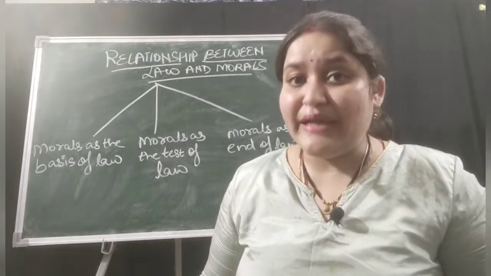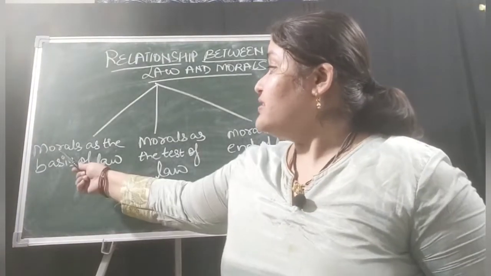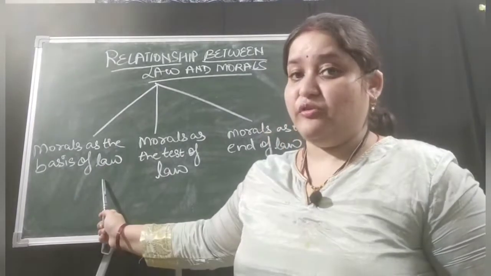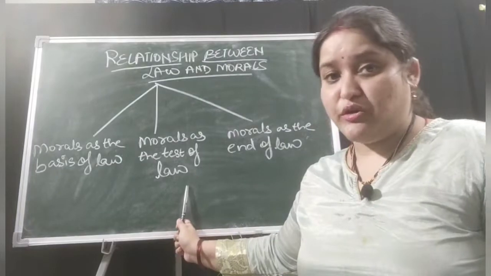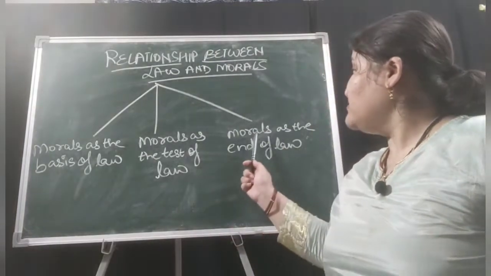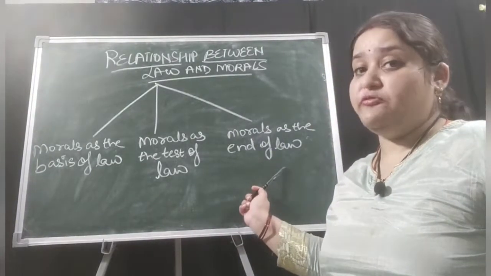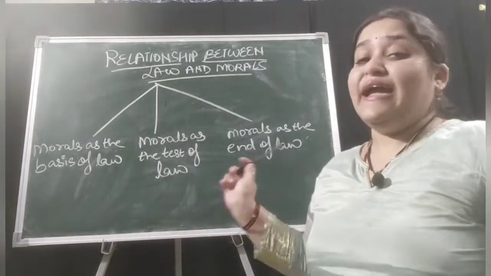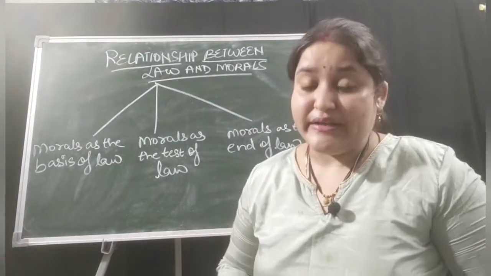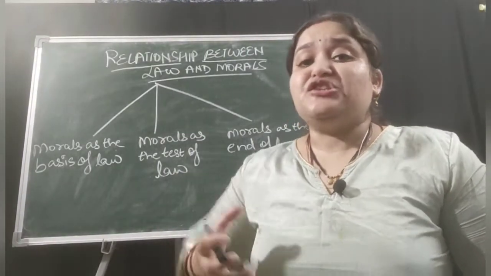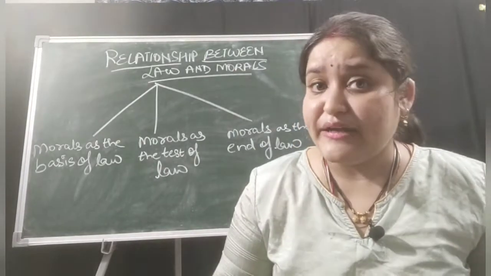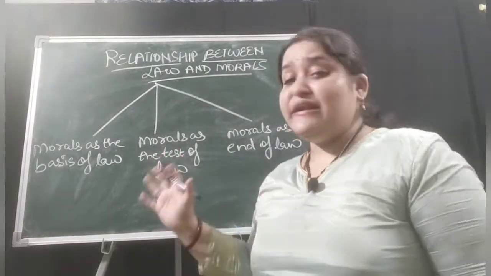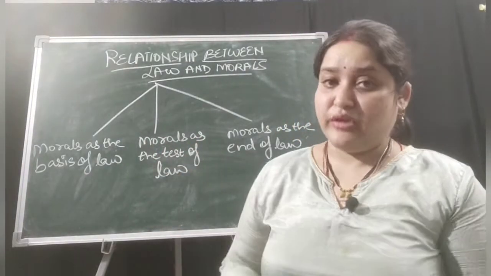For studying the relationship between law and morals, it can be studied under three heads. First one is morals as the basis of law. Second is morals as the test of law. And the third is morals as the end of law. These three heads are very important, and the relationship between laws and morals can be better understood after understanding these three concepts.